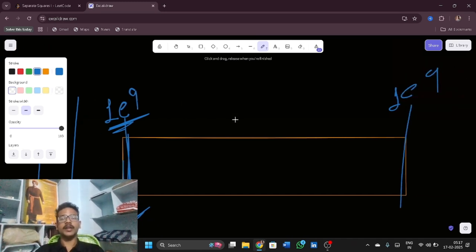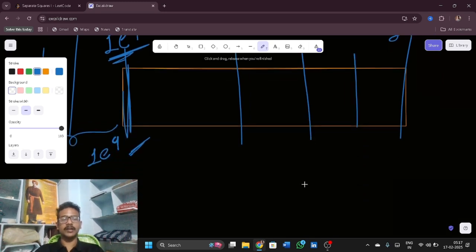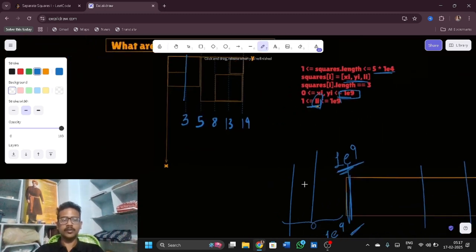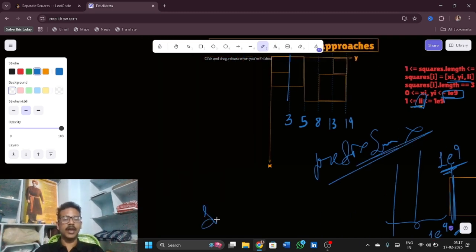And even there is a case that here also I need to store 1e9. That means 1e9 plus 1e9, 10 power 9 plus 10 power 9, will be something like memory limit exceeded. This would be the error. So the prefix sum will be causing me memory limit exceeded.